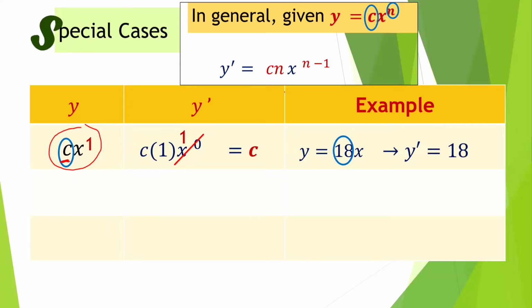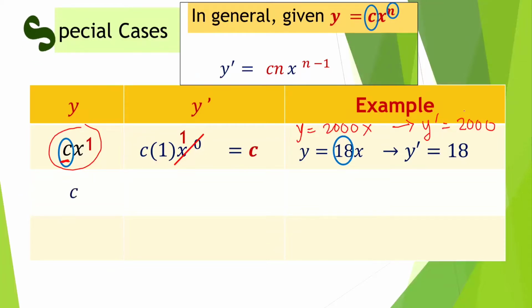Okay? So, kunwari meron kang y equal to 2000x. Ayan. You simply pick up the 2000. The y prime is 2000. Okay? So, coefficient lang ang kailangan natin for the derivative.